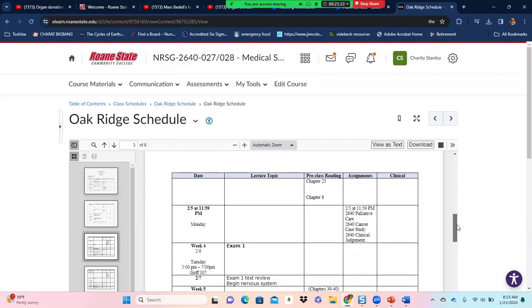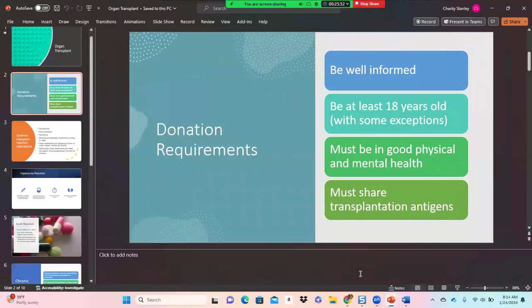So reminder that HESI is due on Monday, 2/5 at 11:59. And these are all equally weighted this term. So just be prepared for those to be completed. And then we will get on with our lecture for today.